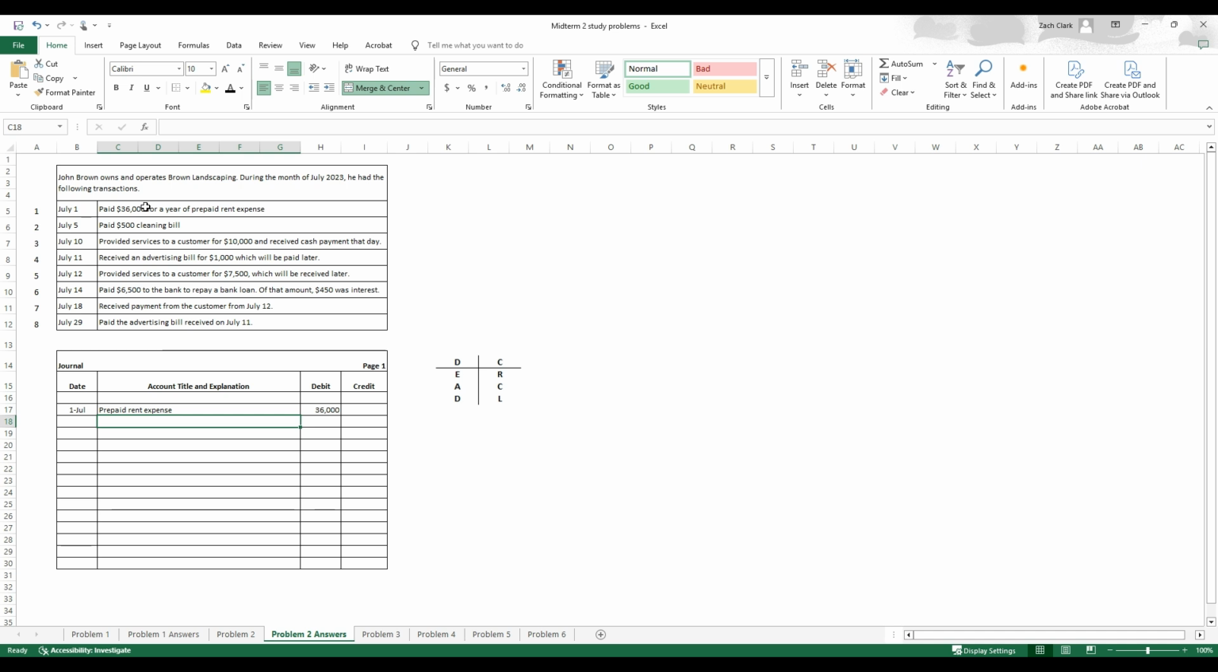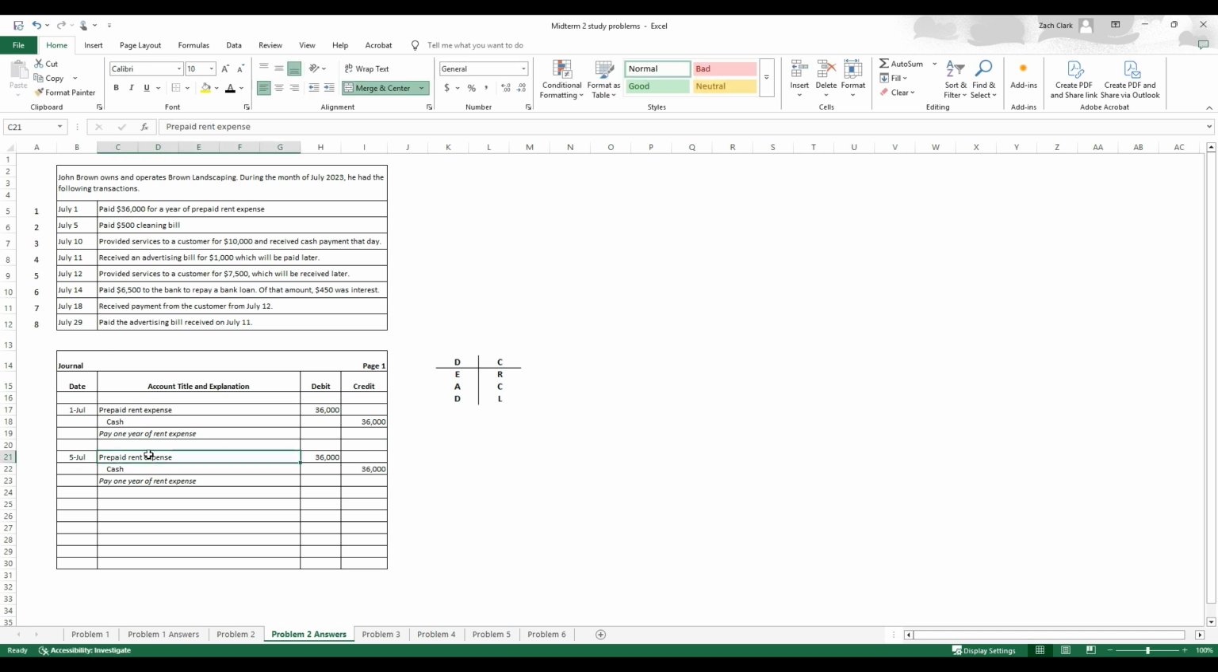And then we're paying for this. Remember we talked about exchanging one asset for another, essentially. And so we're paying for this with cash for the same amount. So cash goes down $36,000 for 12 months of rent, and this is basically us paying this at the start of the whole year. And so prepaid rent expense goes up by that amount. And we'll say pay 1 year of rent expense for our explanation. Okay, I'm just going to copy this down, just to have that format.